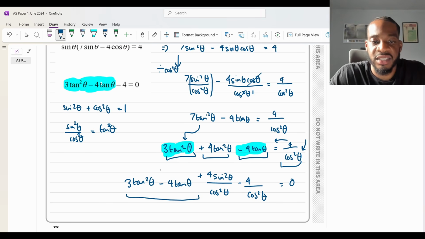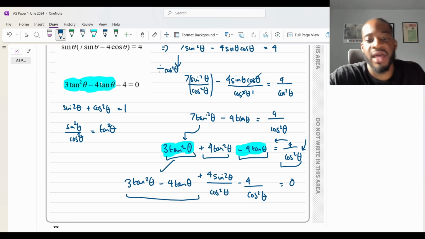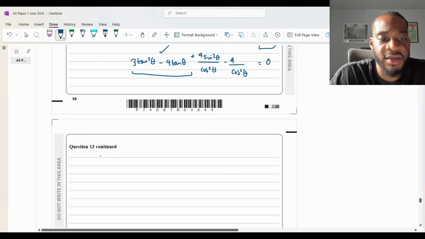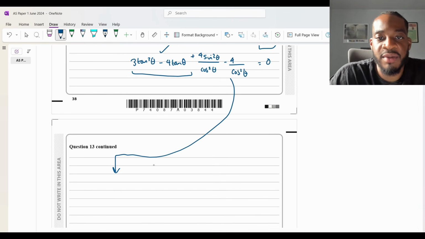This here, I'll put in here. There's a tick. That's done. We need to see what that becomes. Now, again, we can use our fractions. We can combine these. So let me put this here. Or, I'll just carry on from there. Same denominator, we can combine it. So it becomes 4 sine squared theta minus 4 all over cos squared theta.